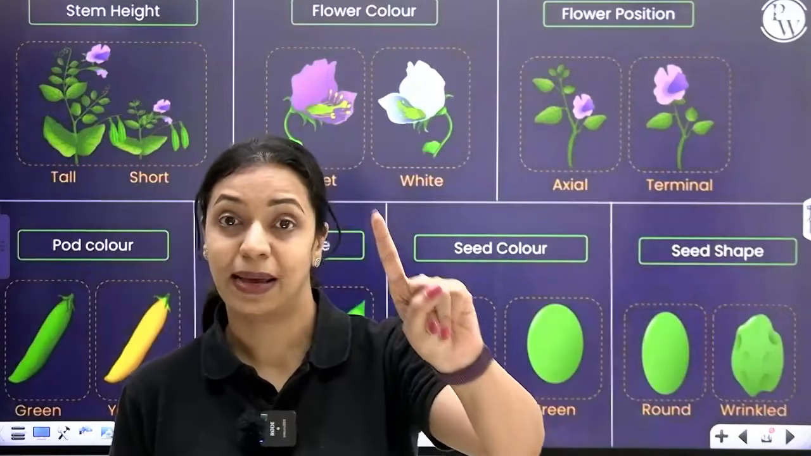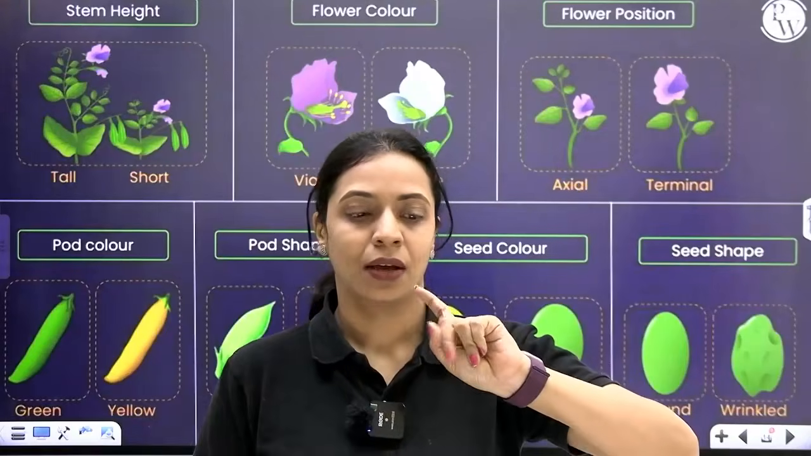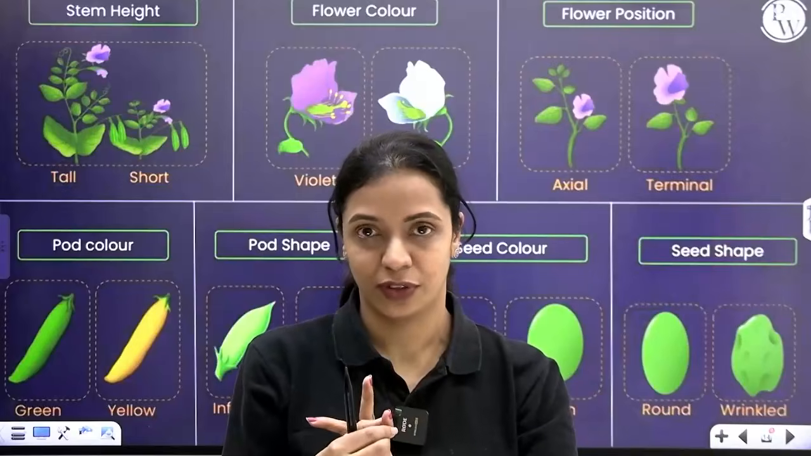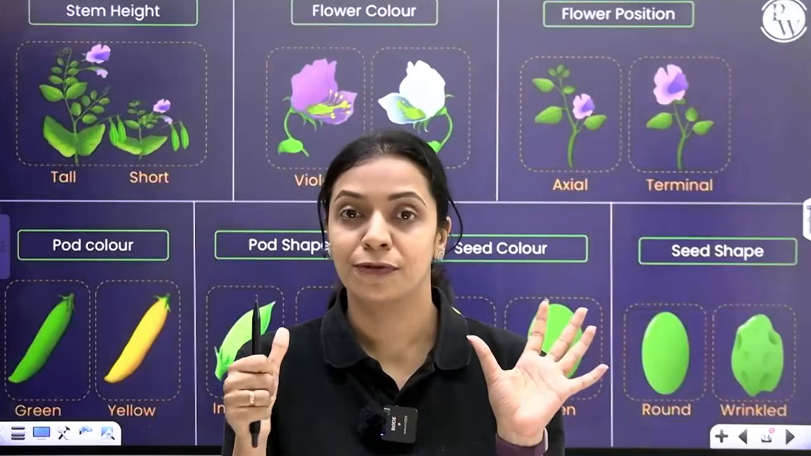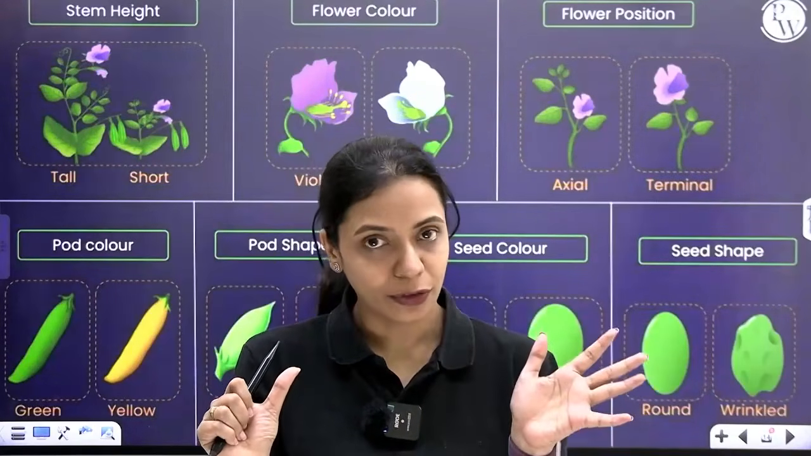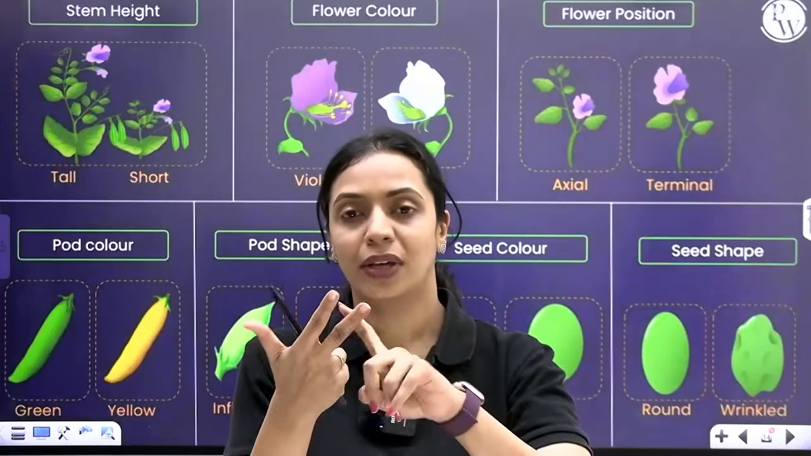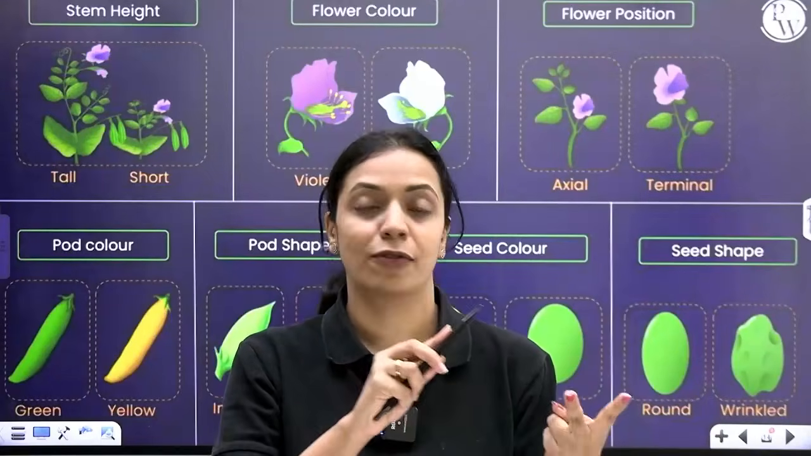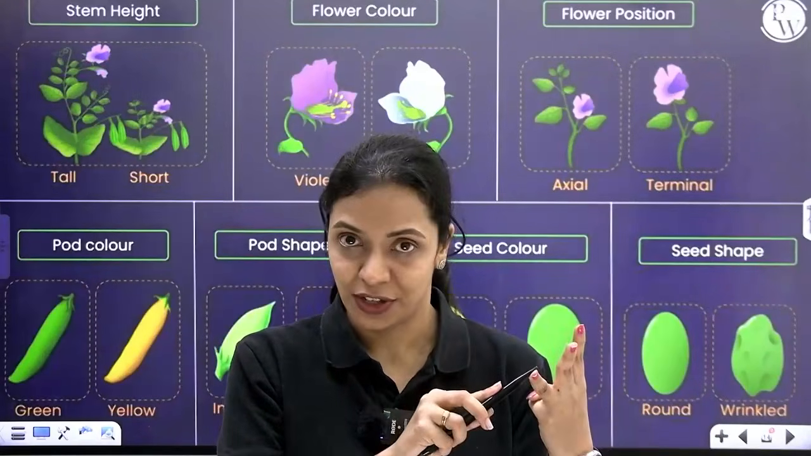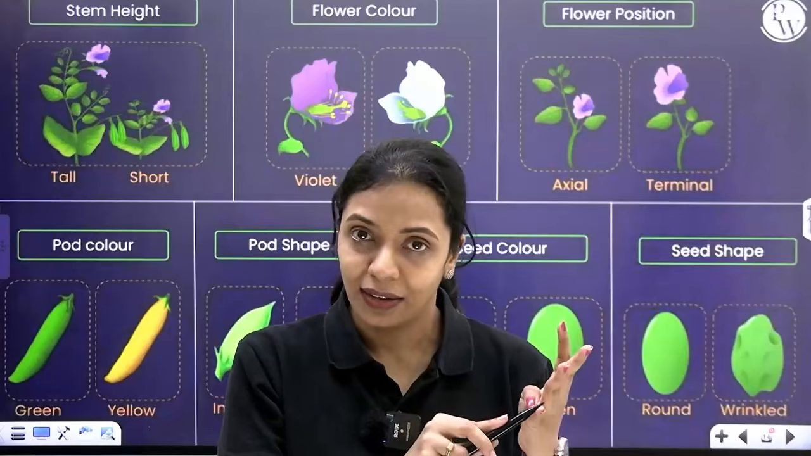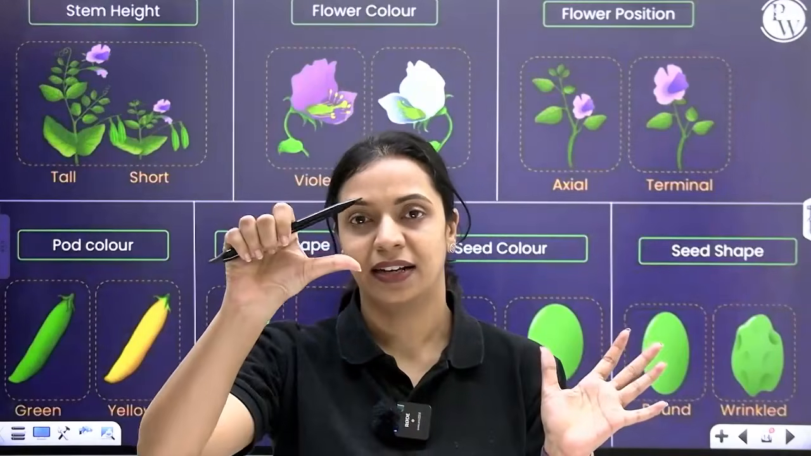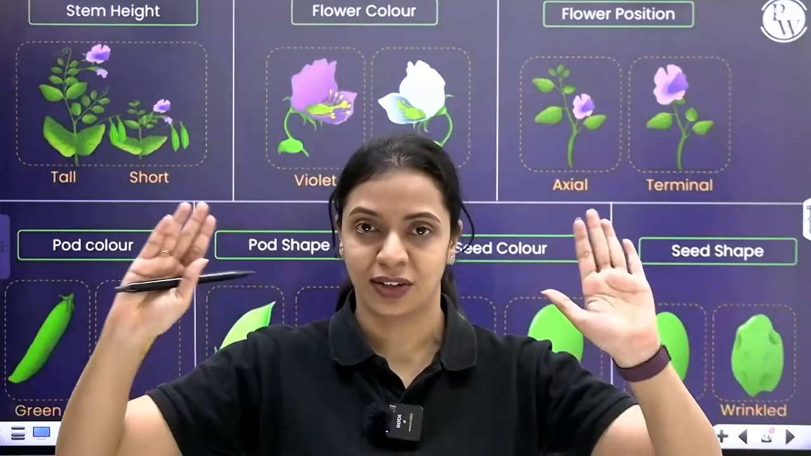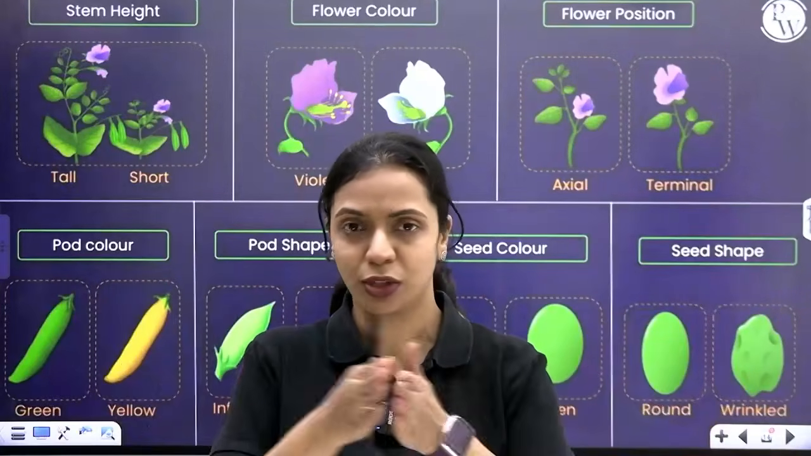One for stem, the height of the stem. 2 characters for flower: one is color of the flower, one is position of the flower. 2 characters for fruit or pod: one is color of the pod, one is shape of the pod. And 2 characters for seed: one is color of the seed, one is shape of the seed. So stem height, flower color, flower position, pod color, pod shape, seed color, seed shape. These are the 7 characters, and each character had 2 contrasting traits. No in between, no intermediate, 2 stark contrasts.